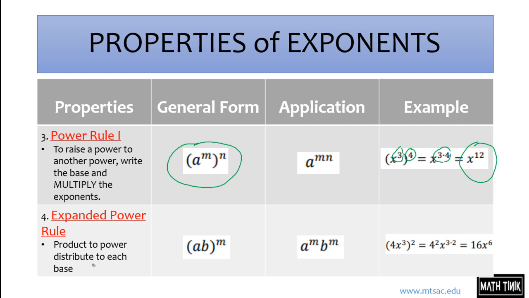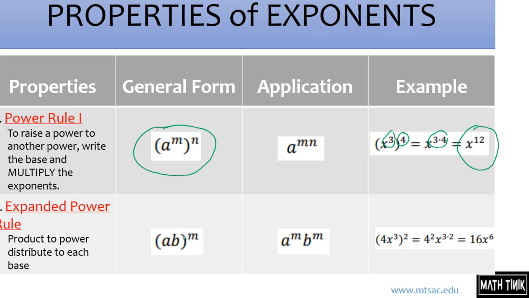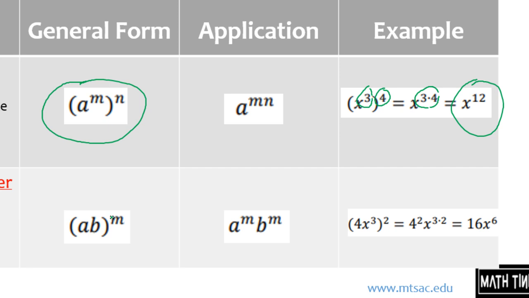Product to power: distribute to each base. It means in this case you have a different base, however, it is raised to the same exponent. You have here m, so you have only one exponent for both a and b, and therefore you may distribute your exponent to each base. So you have a raised to m and b raised to m.